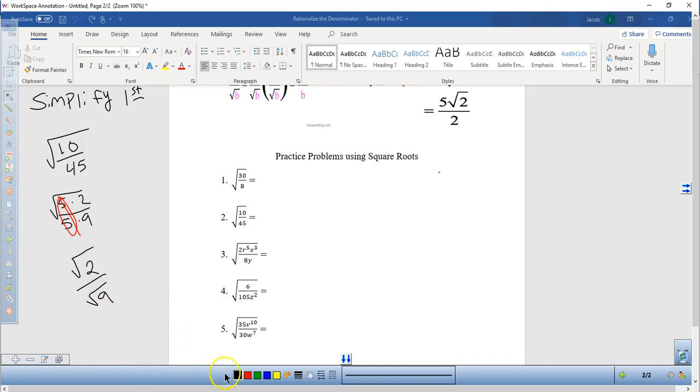Well, the square root of 9, we know that's the number 3. So my answer is the square root of 2 divided by 3.